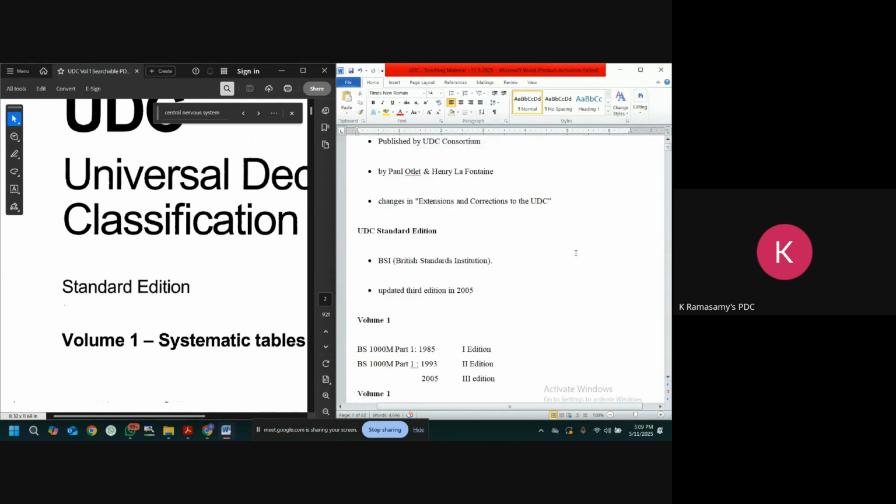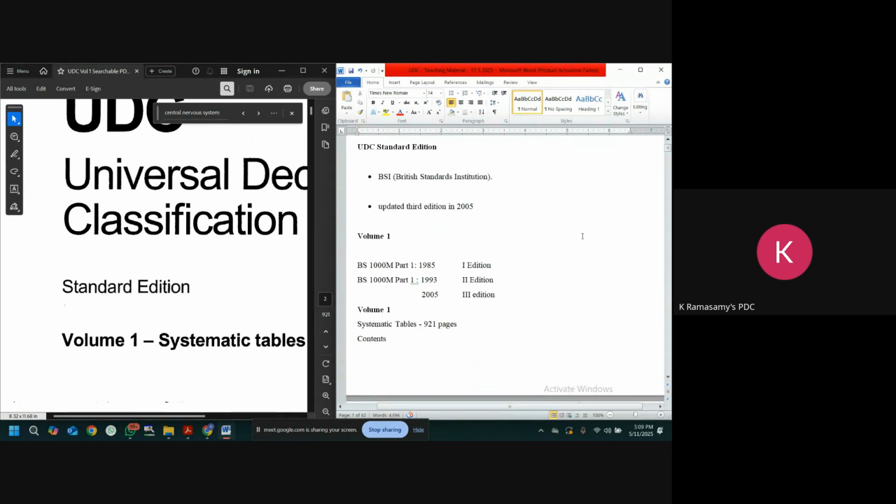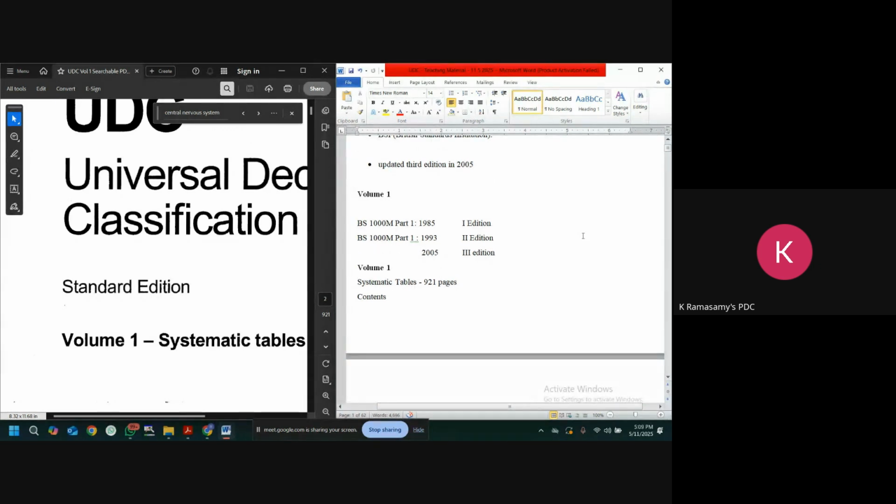In fact, the English editions, which were published by the British Standards Institution, BSI of London, they started publishing in 2 volumes, UDC. If you take the history of volume 1, 1000 M stands for medium edition. So it was published in 1985, first edition of volume 1. The second edition was published in 1993, and the third edition, the latest edition, was published in 2005. In the same way, we have 2 volumes, volume 1 and volume 2.